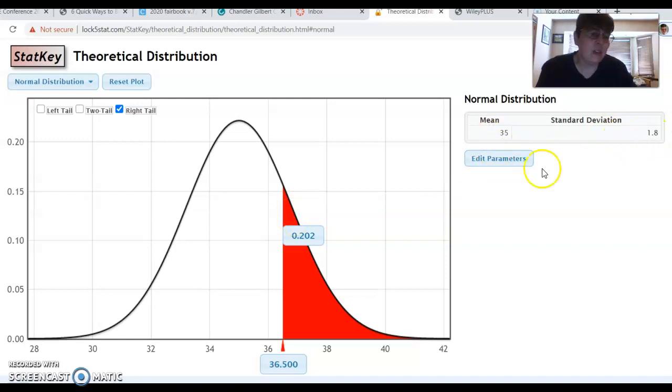But I don't care. I don't have to find a z value. We did z values when we had to use tables. We don't have to use tables. We'll let the calculator computer do it. So 35 and 1.8 and p-value of 0.0202.